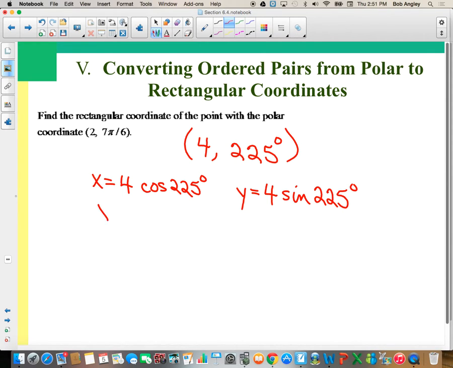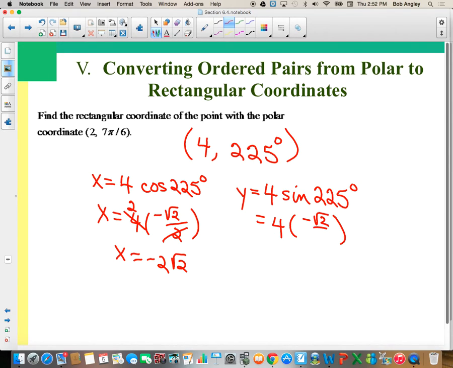Now, this one turns out to be a little bit easier. What's the cosine at 225? Negative root 2 over 2. So now this 2 on the bottom will cancel with that 4 to be a 2. So this is negative 2 root 2. Now when we come over here and do this one, the sine turned out to be the same thing, and so we're just going to do the same work and get this. So our ordered pair turns out to be that quantity.